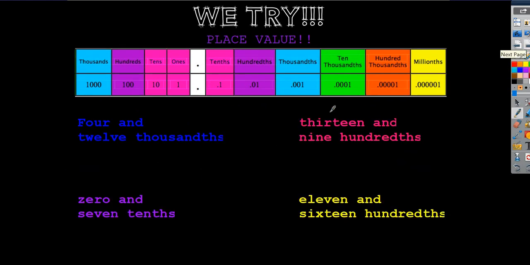The next thing I would like you to do, I'd like you to take these 4 numbers that are listed here, and I would like you to please take them from word form and put them into numerical form. When you come back, we'll check your work.